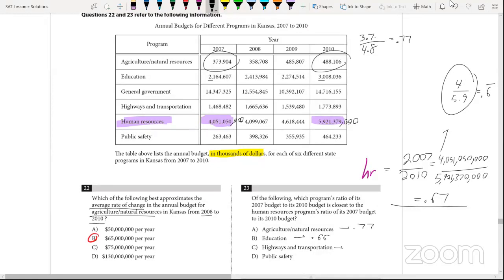Highways and transportation, I could see this as 1.4 over 1.7, which is 0.82. And public safety, as long as the number places match up, we can see this as 2.6 over 4.6, or 26 over 46, which is 0.57. So the one that matches the most closely is education, which is B for number 23. So nice little shortcut there for avoiding all the millions and billions digits that were in this problem.